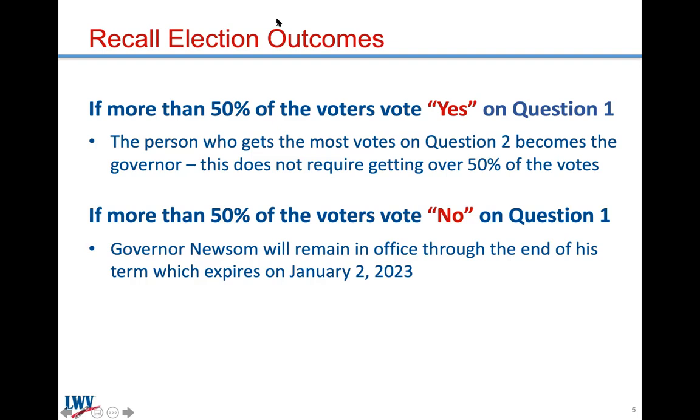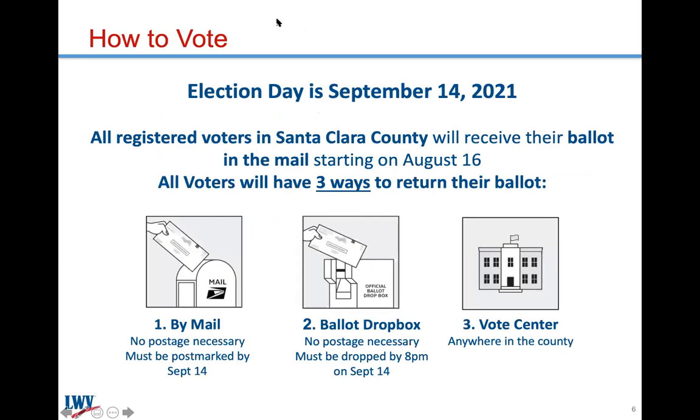If the result of the recall election removes Governor Newsom from office, his successor will be installed on the 38th day after Election Day, when the California Secretary of State certifies the election results. Election Day is September 14 this year.